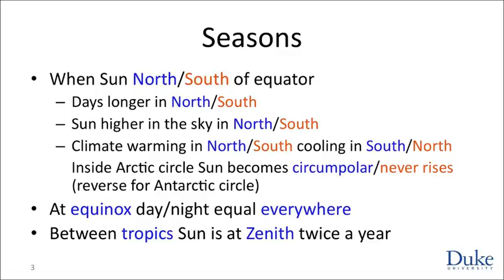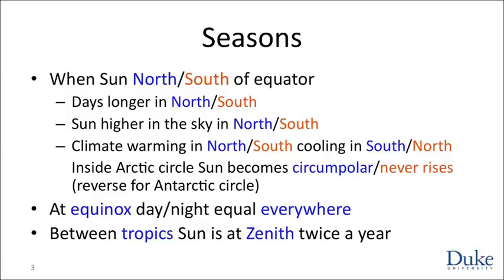Between March 21st and September 21st, the sun is north of the celestial equator, increasingly so until June, and then decreasingly so from June through September. And then from September through March, the sun is south of the equator, increasingly so until December, and then decreasing from December through March. When the sun is to the north of the equator, days are longer in the northern hemisphere, and the sun is higher in the sky in the northern hemisphere because its declination is closer to the declination of your zenith if you're in the northern hemisphere.